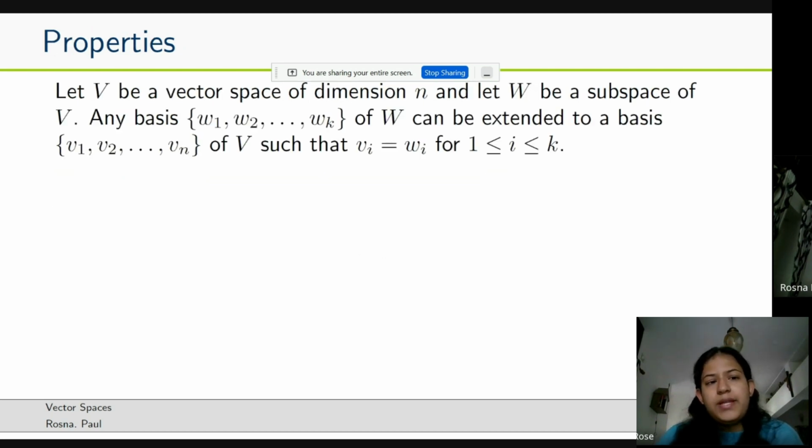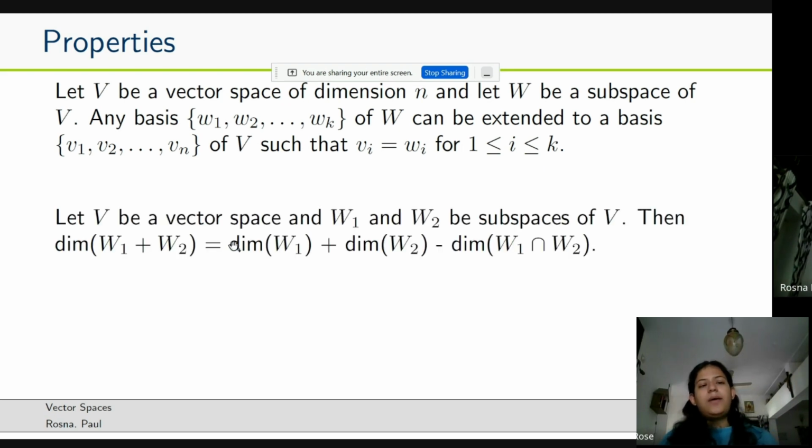Then there are some properties of the basis which sometimes come up in CSIR questions, like can we do this or that. The first one is: let V be a vector space of dimension n, and let W be a subspace of V. Then any basis of W can be extended to a basis of V such that v_i equals w_i for all i up to k. So if you have a vector space and a subspace, and you know a basis of this subspace, then you can always extend this basis to a basis of V. That is the nutshell of this paragraph.